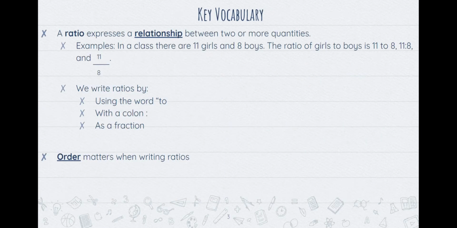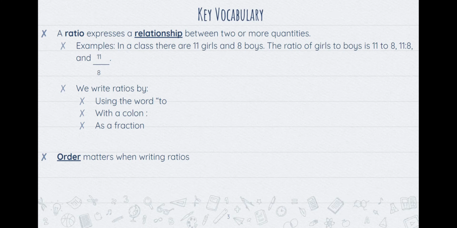Now, when we talk about ratios, a ratio really is making a comparison between two different things. Our definition of ratio is an expression of a relationship between two or more quantities. Now, that sounds fancy, but really it just means you're comparing some things. So, for our example, if we have a class where there are 11 girls and 8 boys, the ratio of girls to boys is 11 girls to 8 boys. We're just making a comparison.